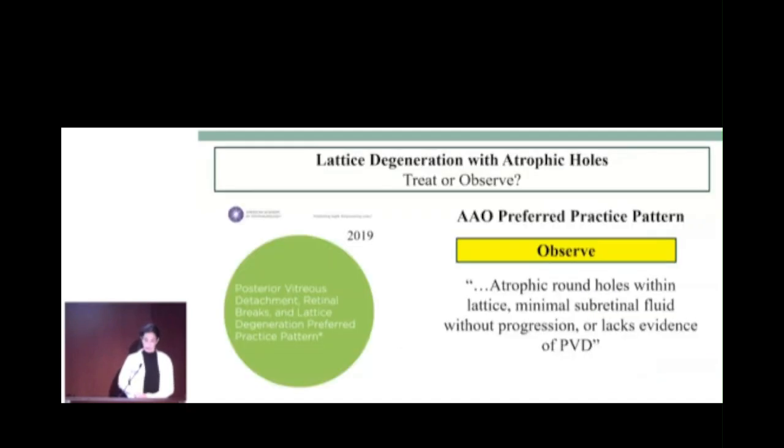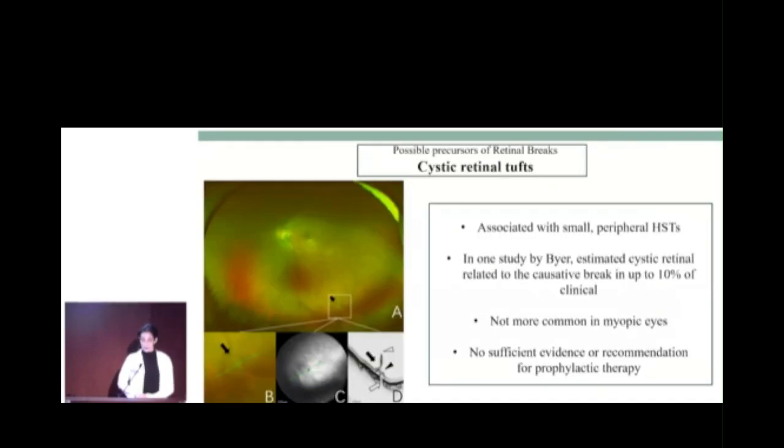So that's a consideration. And then cystic retinal tufts are always included in the section of possible precursors. So I wanted to keep them here for completeness' sake, but you can have small peripheral tears associated with cystic retinal tufts. I think a lot of us see these, or think we see them, in the periphery and don't really know what to do about them. But usually these are a low risk lesion and you can observe typically. Obviously, if related to a break, it changes the discussion.